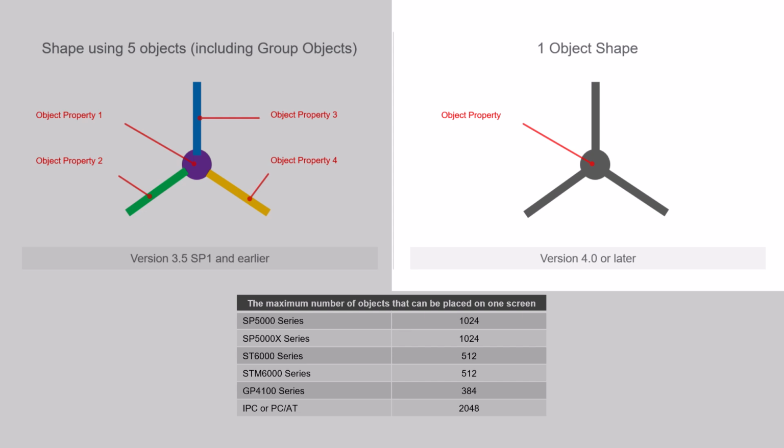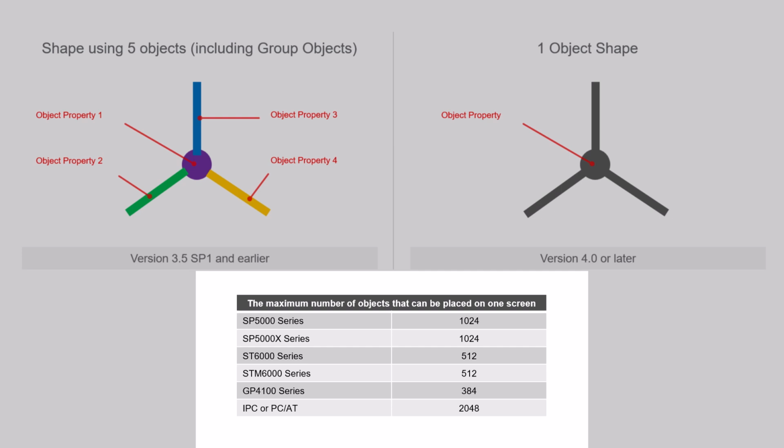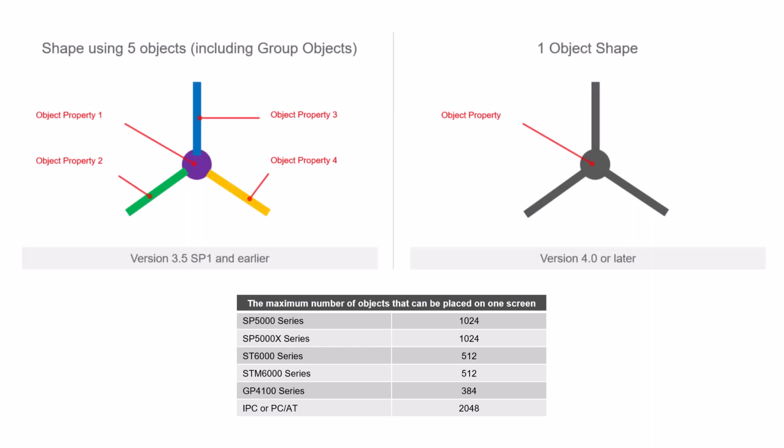From version 4.0, you can use the merge shapes function to combine 4 objects into one object. This will result in a single color property, dramatically simplifying the settings. Also, as you know, there is a limit to the number of objects that can be placed on one screen. By reducing the number of objects with the merge shapes function, you can place more objects on a screen. In this video, you can learn some basic usage and use cases for merge shapes.